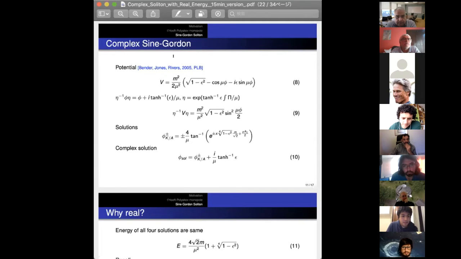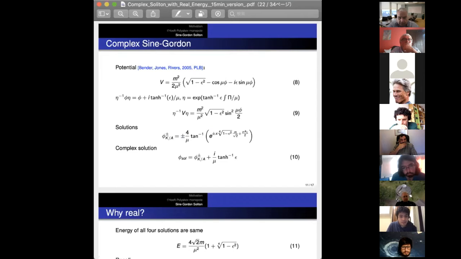Okay, so here's the model. I've taken this model from this paper. This is just a standard Sine-Gordon theory with an extra complex part. You can use the Dyson map calculated in this paper, and the corresponding Hermitian potential is just the standard Sine-Gordon potential. Because it's the standard Sine-Gordon potential, the solutions are just the standard kink and anti-kink solutions. And you have 4 solutions because you have plus or minus in front and plus or minus in the exponent.